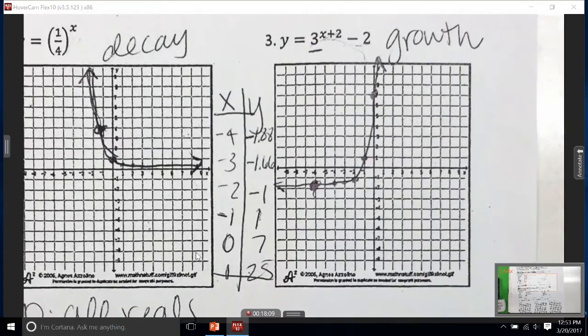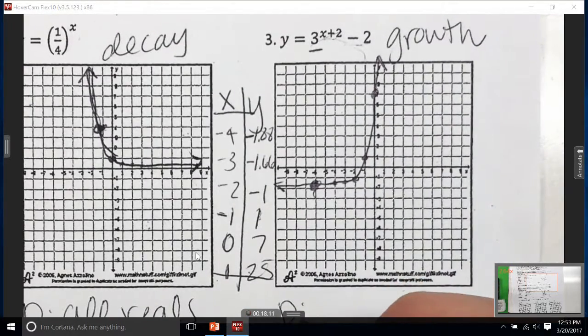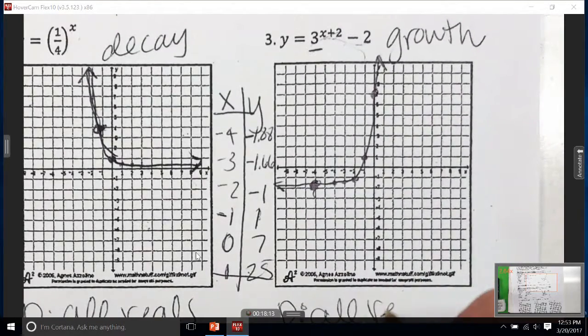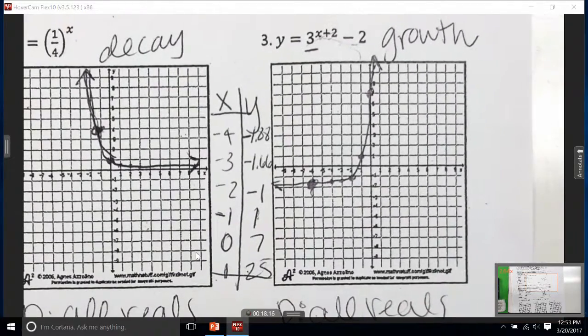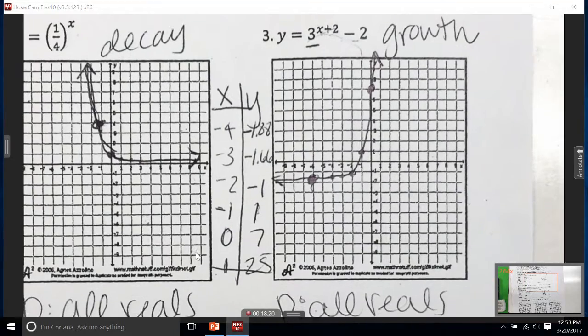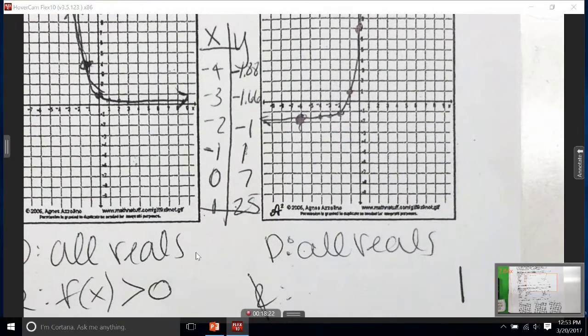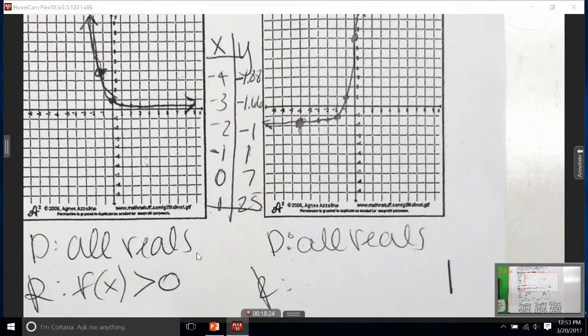So for the domain, it would be what? All reals. Alright, what do you think the range would be? Any guesses? Alright, what about negative 2, Will? Greater than negative 2, that should never be. Good. Let me borrow your calculator, Miguel. If you look at your table, if you have a graphing calculator, let me show you.